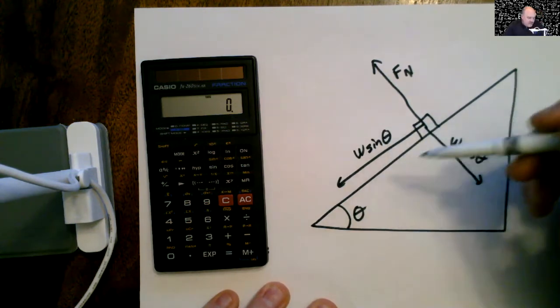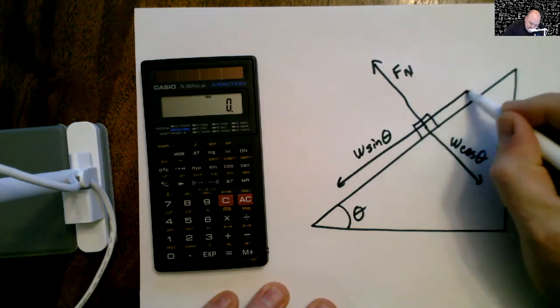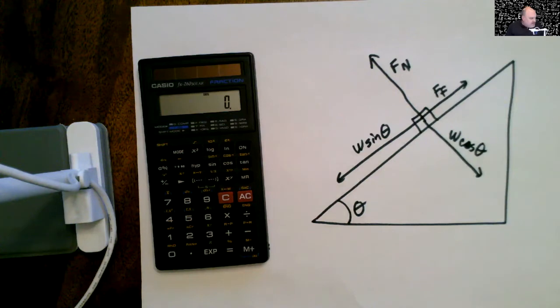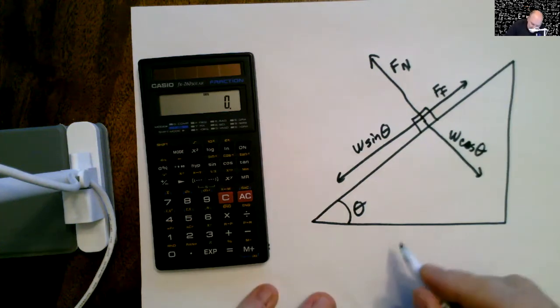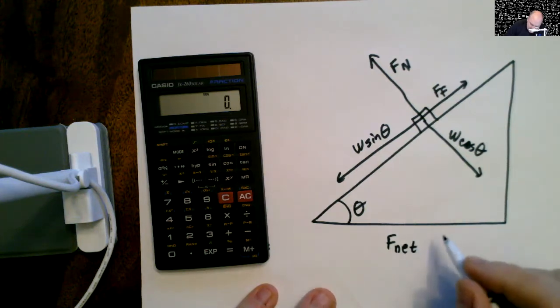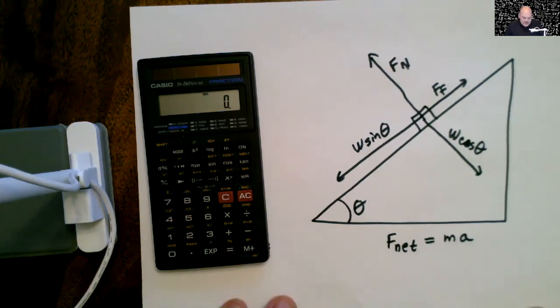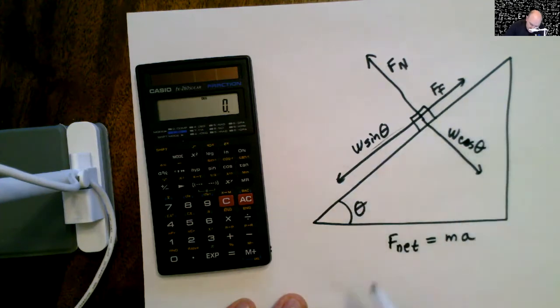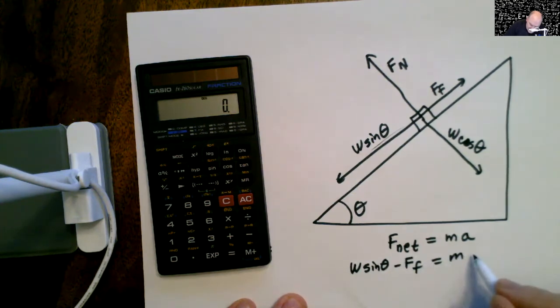But if it's accelerating down, this friction is not going to be as much. Okay. So it's accelerating. That means there's an F net, which of course equals mass times acceleration. And the net force would be this one, subtract this one. So we're going to have W sine of theta minus friction should equal our mass times our acceleration.